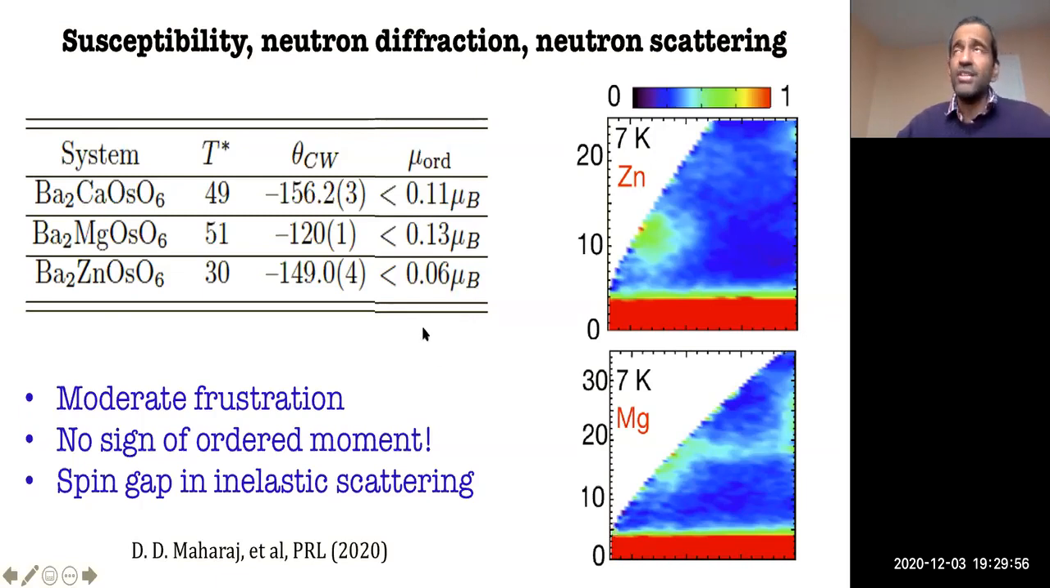This is not to say that they don't see magnetism at all, because if you now look at the inelastic spectrum, where the x-axis is momentum and the y-axis is energy transfer, they do see signatures of inelastic scattering. So it's not that you're not seeing magnetism somehow, it's that the magnetism is not there in the ground state, but there is some magnetism in the excitations that you can visibly detect.